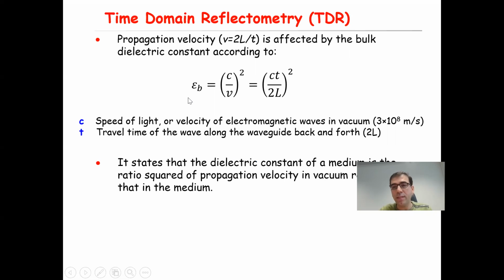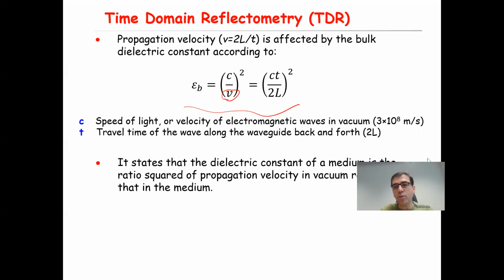According to the equation, epsilon b, that is the dielectric constant, is equal to c, that is the speed of light, divided by v, that's the propagation velocity, squared. Instead of v here, I simply write 2L divided by t. And if I put 2L divided by t, you can rewrite this equation as epsilon b is equal to c, that is the speed of light, times t, that is time, divided by 2L, where L is the length of the rod, with the power of 2.